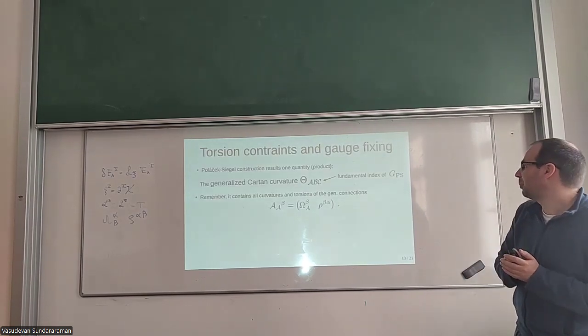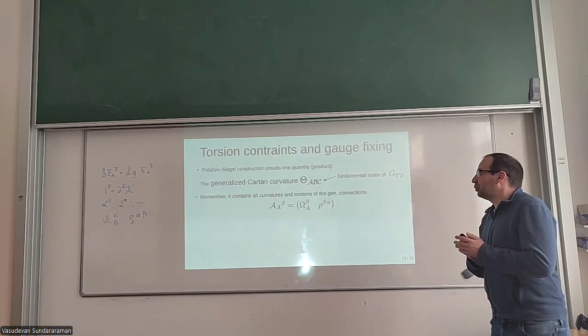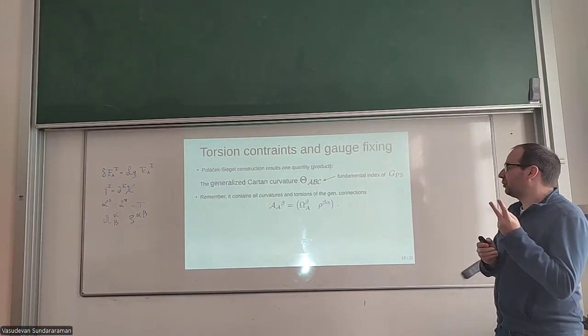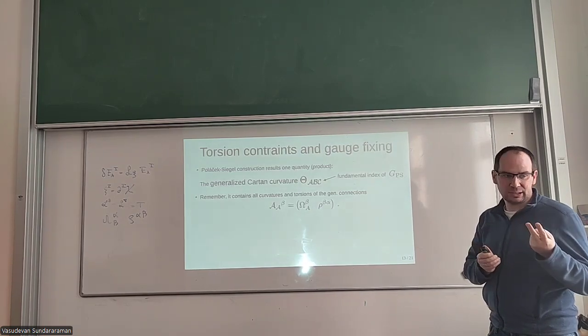Okay. So what I was telling you is that we have to do two things, right? We have to do torsion constraints and we have to do gauge fixing. So that's really the thing.